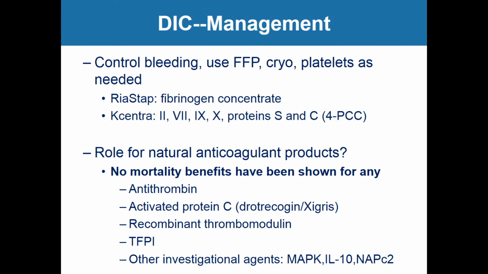There is a question about whether the natural anticoagulant products can diminish the effects of DIC and improve outcomes. However, no mortality benefits have been shown in any large phase 3 studies or even phase 2 studies that are larger than pilot studies for the use of antithrombin, activated protein C, or recombinant thrombomodulin. TFPI is under investigation, but so far studies have not been fruitful. Other investigational agents are still being developed, and as yet large trials have not been performed.